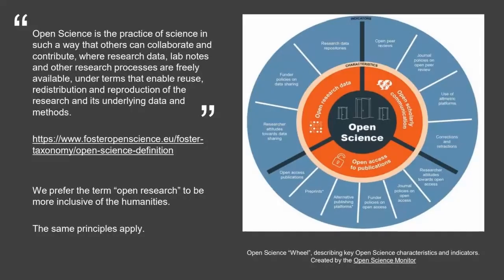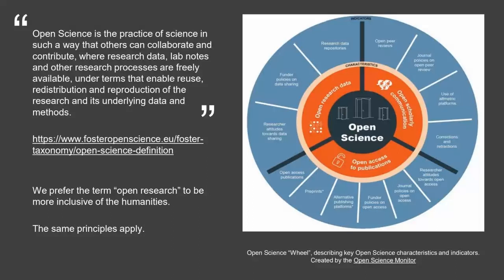So I've got a definition here of open science that I quite like from Foster. This is a European Union project that defines open science as the practice of science in such a way that others can collaborate. That was a word that came up earlier. And contribute, where research data, lab notes and other research processes are freely available under terms that enable reuse, redistribution and reproduction. So that's Creative Commons licensing. We'll talk about licensing in a moment, of the research and its underlying data and methods. So as I say, that's a definition of open science from the Foster project.